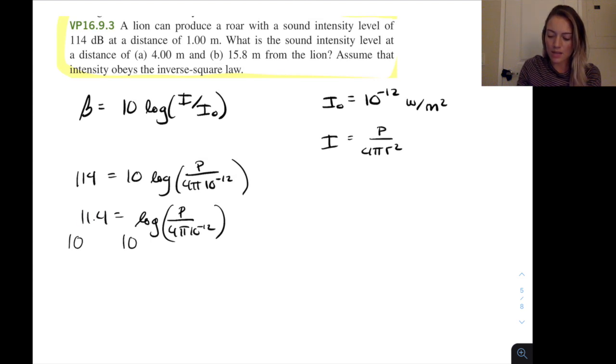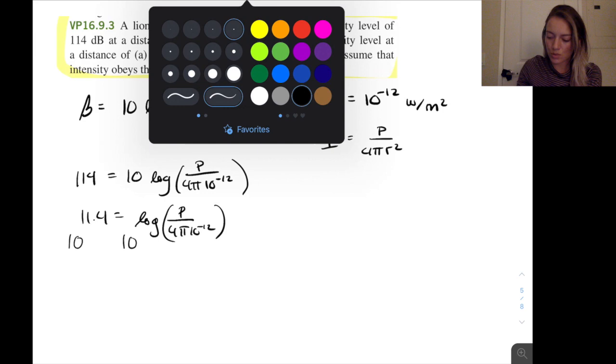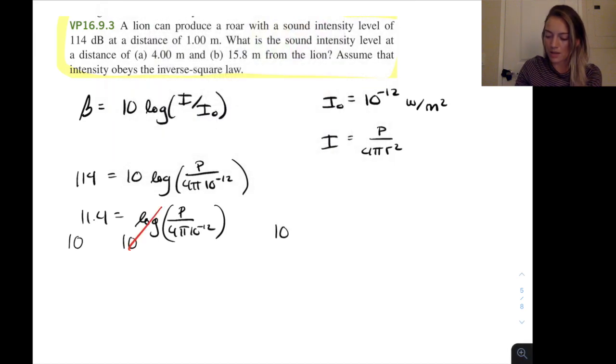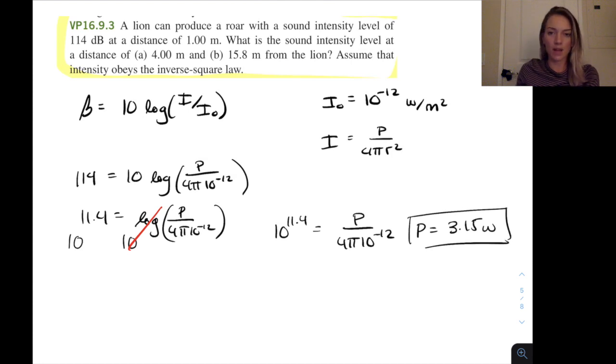And then when you take 10 to the log of something, it cancels out. So these two things are just going to cancel out, and you're going to be left with 10 to the 11.4 is equal to p over 4 pi 10 to the negative 12. Then you can plug this into your calculator, cross multiply and solve for p, and you'll get that the power output is 3.15 watts. So this is the power output by the lion.